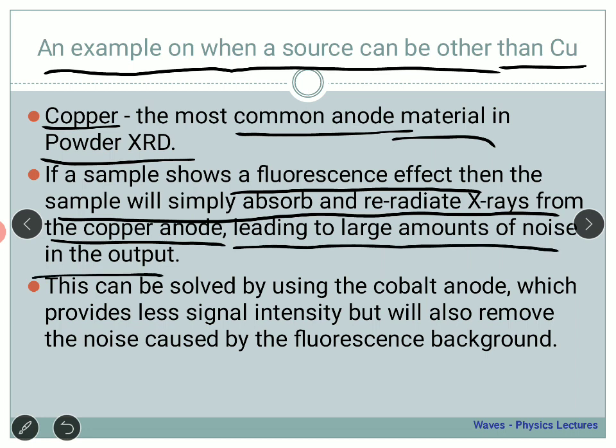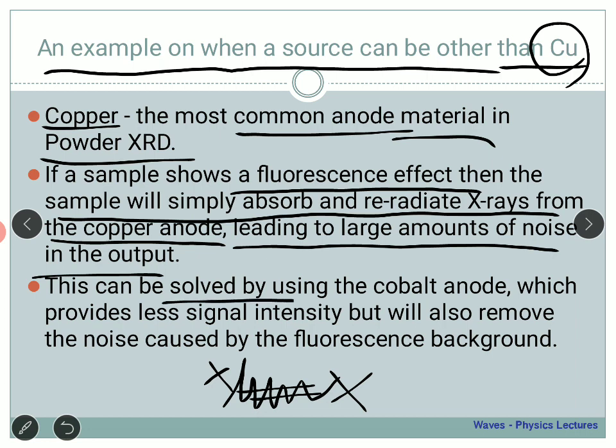I don't need that. I might have a signal something like this, and then something like this, and these are nothing but noise, but I cannot differentiate it from the real signal, and as a result this data is quite useless for me. Based on this I have to select my source. If the sample is fluorescent in nature, I usually don't select copper. So what do I do? I can use some other source.